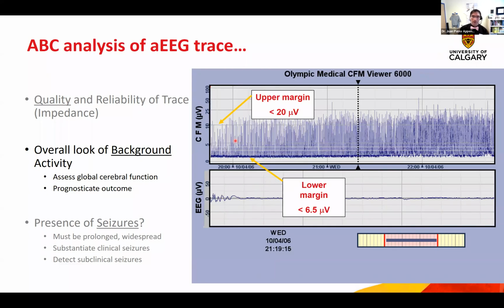But then you can see a very abnormal background activity with burst suppression, more suppression than burst. Here the bursts are starting to rise up, where the upper margin is less than 20 microvolts, and the lower margin is lower than 6.5 microvolts. In this case, it's about 1, if any.